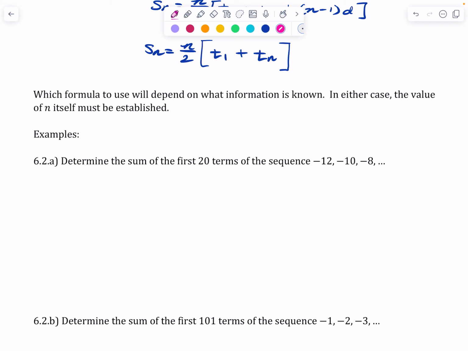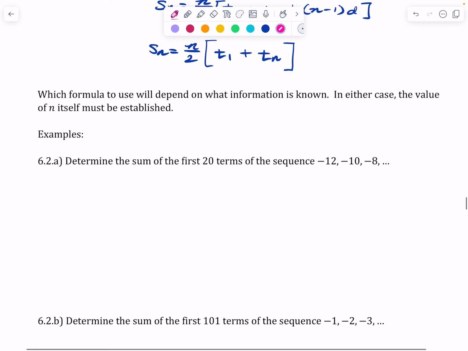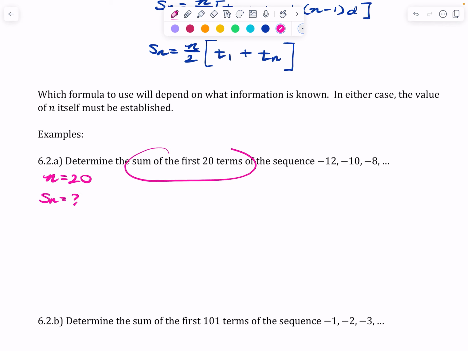You can organize your information for yourself on the side or on a scrap paper or wherever it goes. Here, I'm noticing we want the first 20 terms. So we know that n is 20. And we also want Sn. That's what we're trying to find, the sum of the first 20 terms. That's S20, to be more specific, is equal to something. No idea what it is yet, but we'll find it. It'll be wicked. Other things we know: term 1 is equal to negative 12.